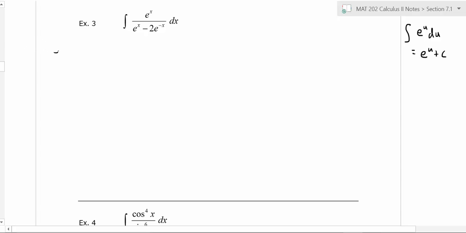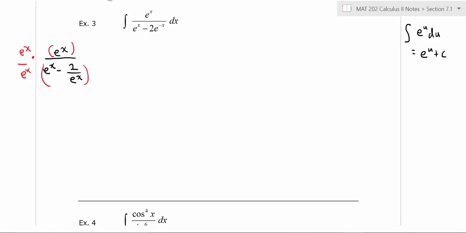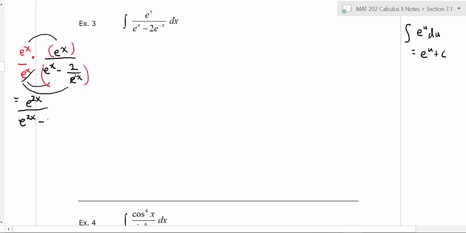So what I'm going to do first is simplify this. I'm going to write this as e to the x over e to the x minus 2 over e to the x. I'm changing that negative exponent to positive. What I have is a complex fraction, so I would like to get rid of that. I'm going to multiply the numerator and the denominator by e to the x and see what happens. e to the x times e to the x is e to the 2x, since you add the exponents when multiplying. And the e to the x's cross out, leaving you minus 2.